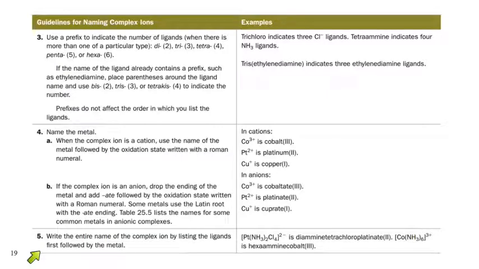Okay, so then you put the whole complex ion name together. You list the ligands first, followed by the metal. So here, [Pt(NH3)2Cl4]2-.